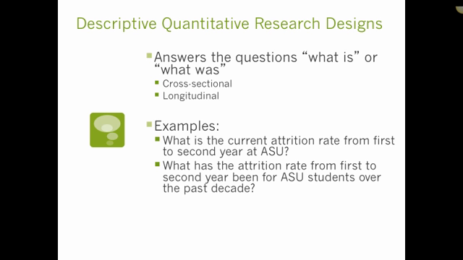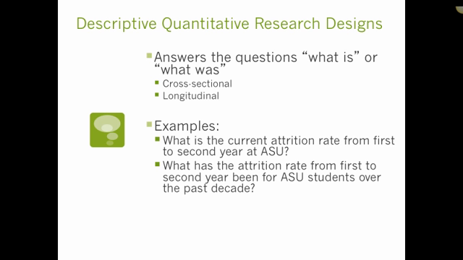So here are some other examples. Maybe, what is the current attrition rate from first year to second year at ASU? So how would you study that? Maybe just collect student records for all first year students who started in fall 2012, and then see how many didn't enroll then in fall 2013. So see the attrition rate, right, using student records.